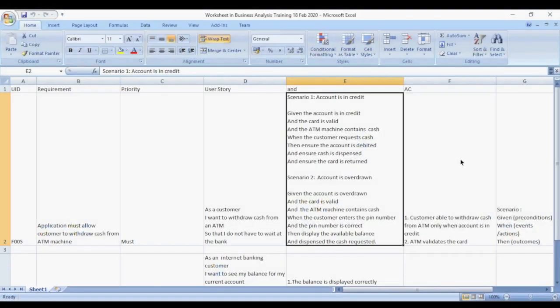User story one: the customer wants to withdraw cash from the ATM. But we are saying the account is overdrawn now. In this scenario, the account is overdrawn.